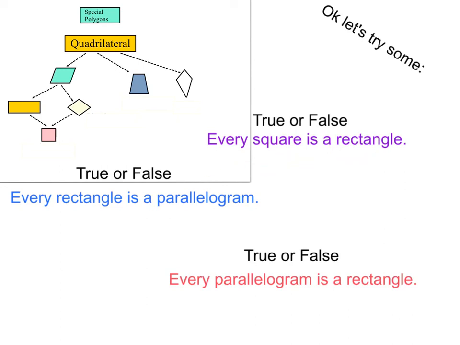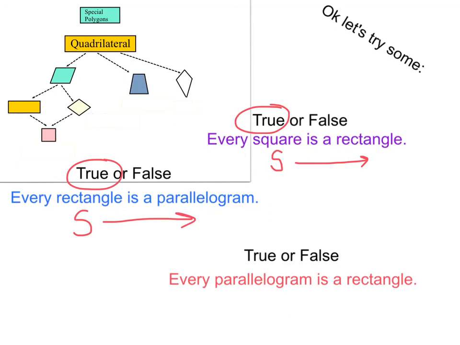So what you're going to do is go from the first word, this is where you're going to start on the web, and it's going to take you to that one. So we're going to start at a square, and we're going to go up. As long as you go up, it will always be true. So if we go to the second one, every rectangle is a parallelogram. Again, we're going to start with a rectangle, and every rectangle is a parallelogram. So again, that would be true. So again, we're starting here, and we're going to this one.